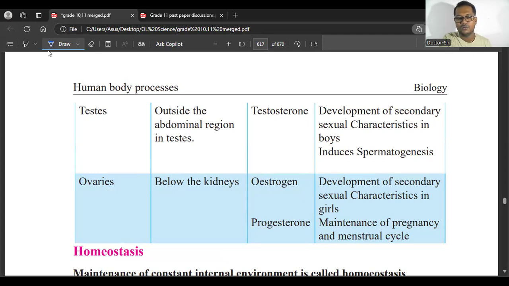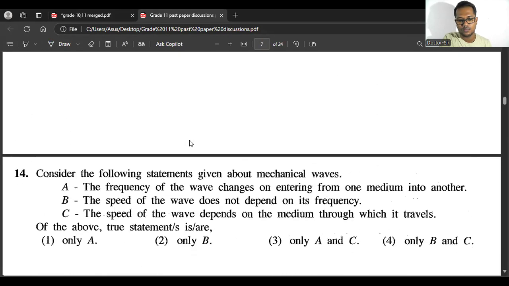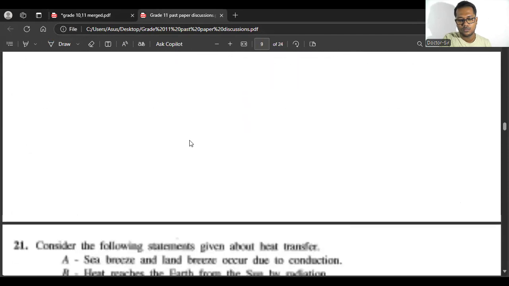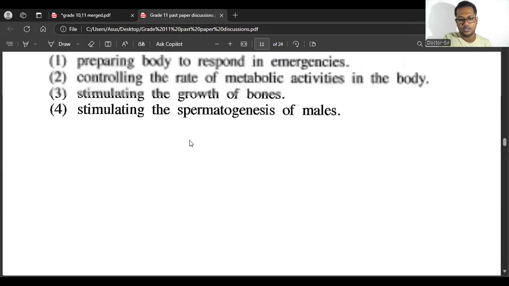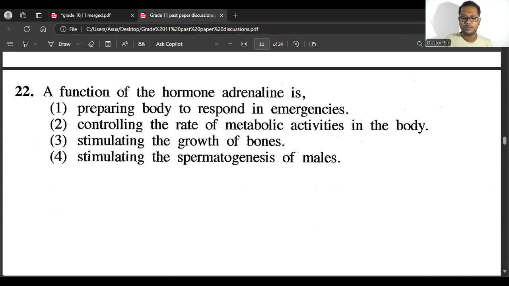Now we should find out which one is our question. This is our question. So in our human body, which one are they asking about? They ask about the adrenaline. So adrenaline hormone, it is important when we have emergency situations.